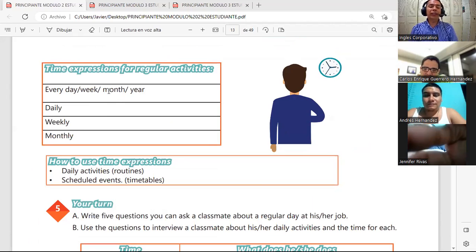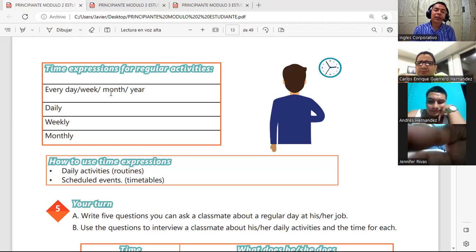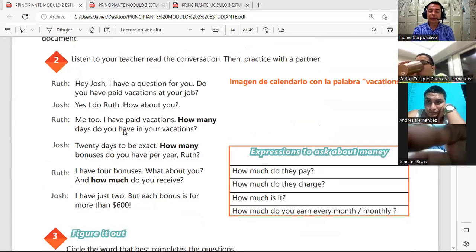Okay, good. And we already practiced this. Time expressions we use for regular activities: every day, every week, every month, every year, right? Daily, weekly, and monthly. For example, you have lunch daily. You do the laundry weekly. In the case of Andrés, every week. Yes, so weekly. And you go to the beach, for example, monthly, every month, right? So when you talk about daily routines or events that happen frequently, we can use these expressions: every day, every week, every month, every year. Daily, weekly, and monthly, right? Okay. And the class of today. Entonces lo vamos a dejar acá.